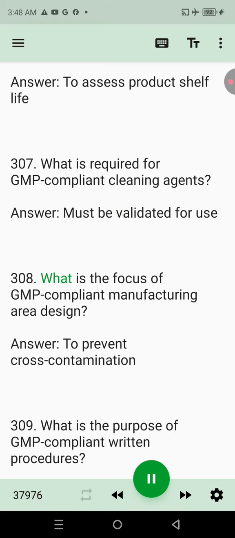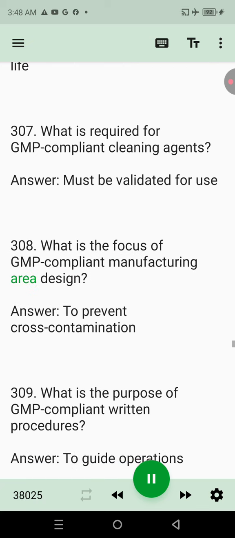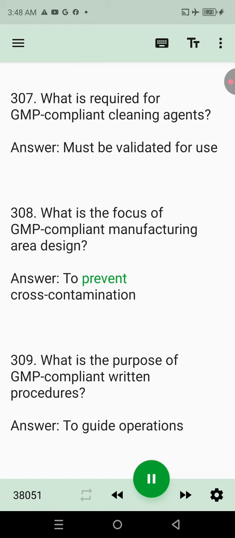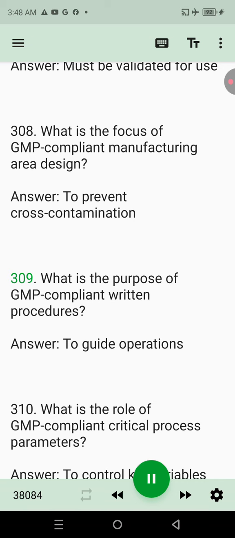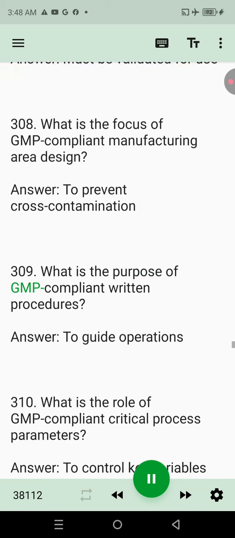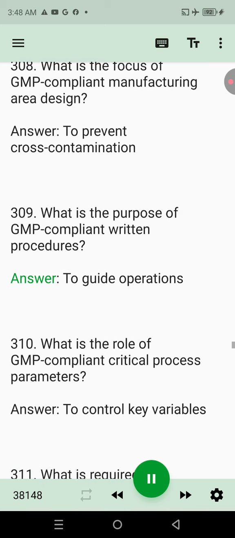308. What is the focus of GMP-compliant manufacturing area design? Answer: to prevent cross-contamination. 309. What is the purpose of GMP-compliant written procedures? Answer: to guide operations.